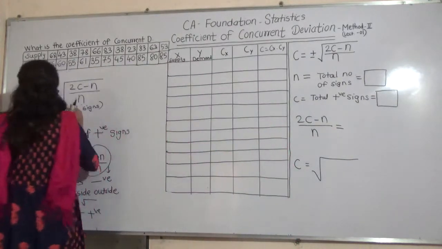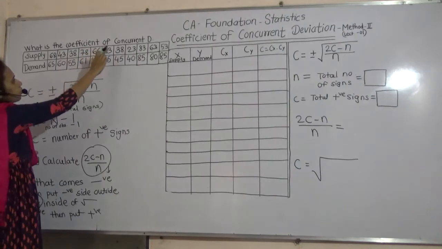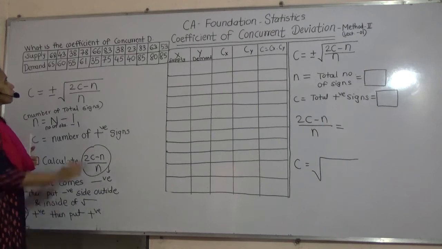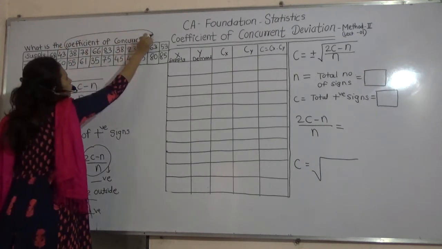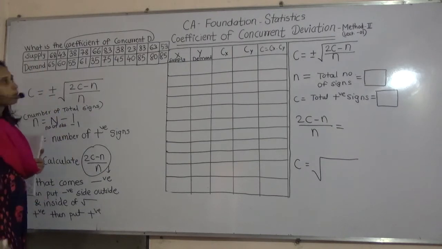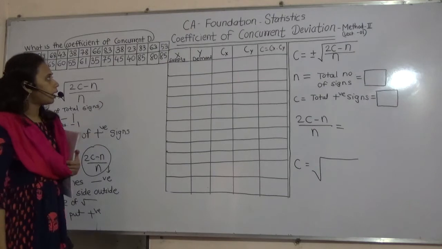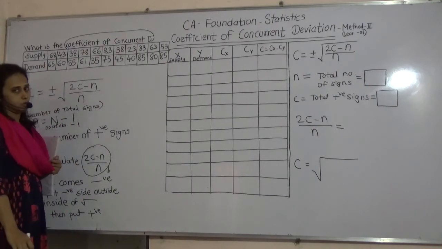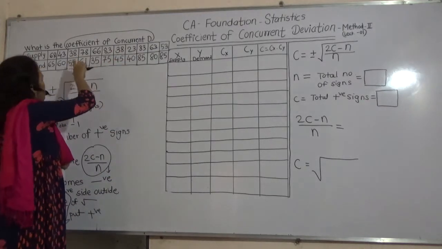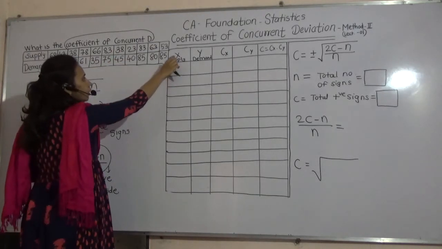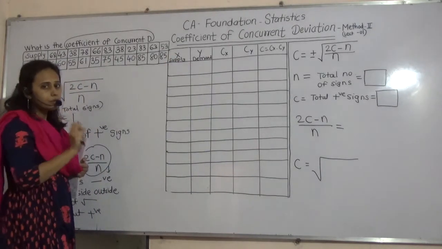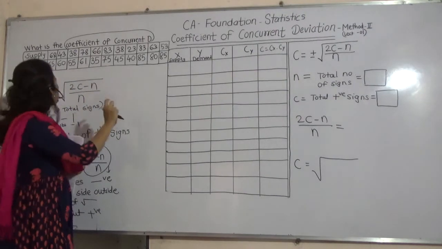See, here the problem is: what is the coefficient of concurrent deviation? They have directly asked for the coefficient of concurrent deviation. Then they have given supply information and demand information. Our first step: the first information we will put as x, and the second information we will put as y, and we will copy it as it is.